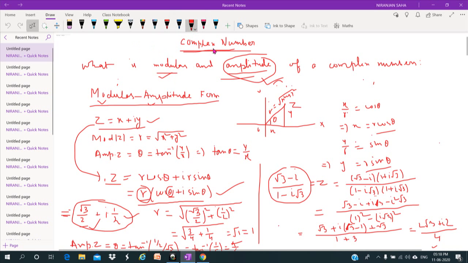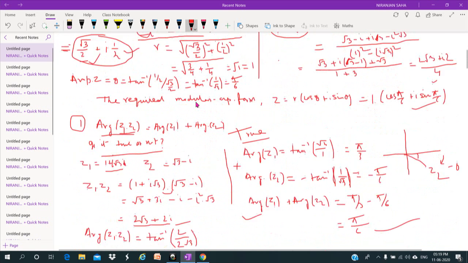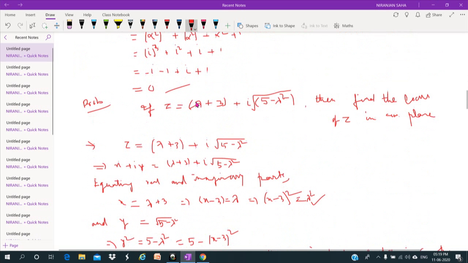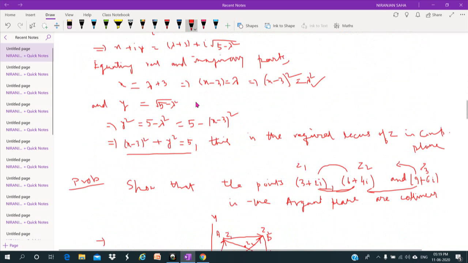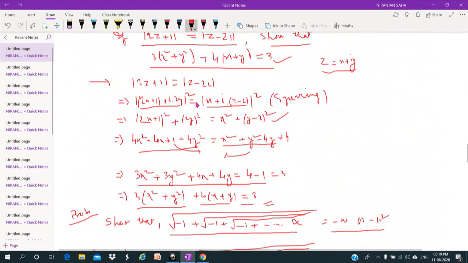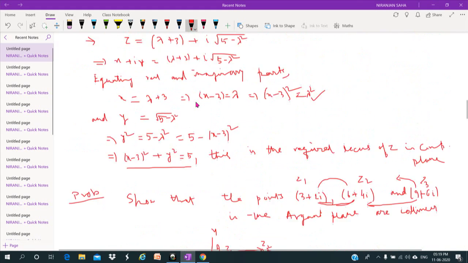Today I discuss some problems related to the complex number system. So what is the modulus and amplitude of a complex number? I described this in a previous example. Now I will just discuss some problems.